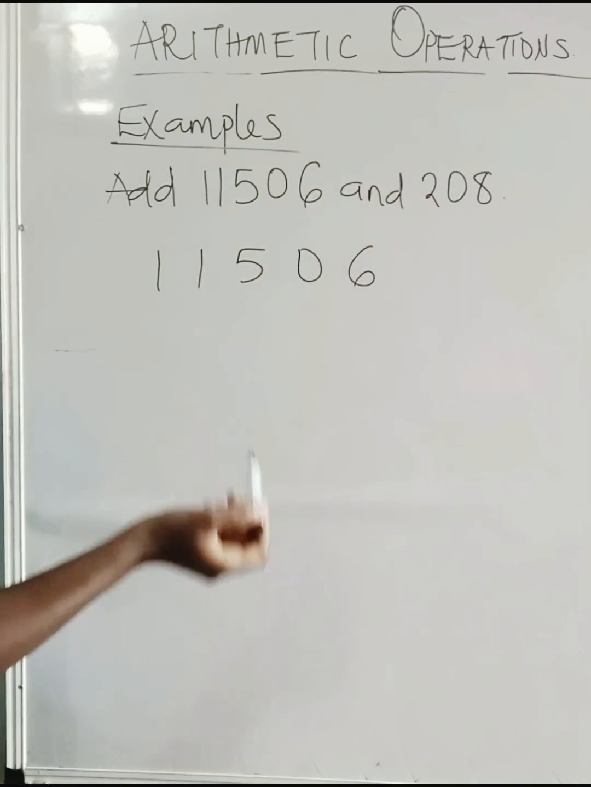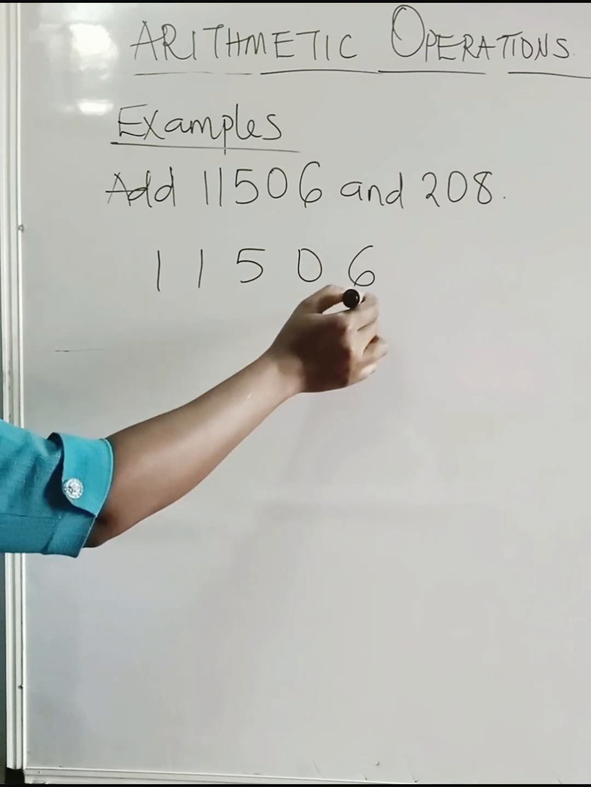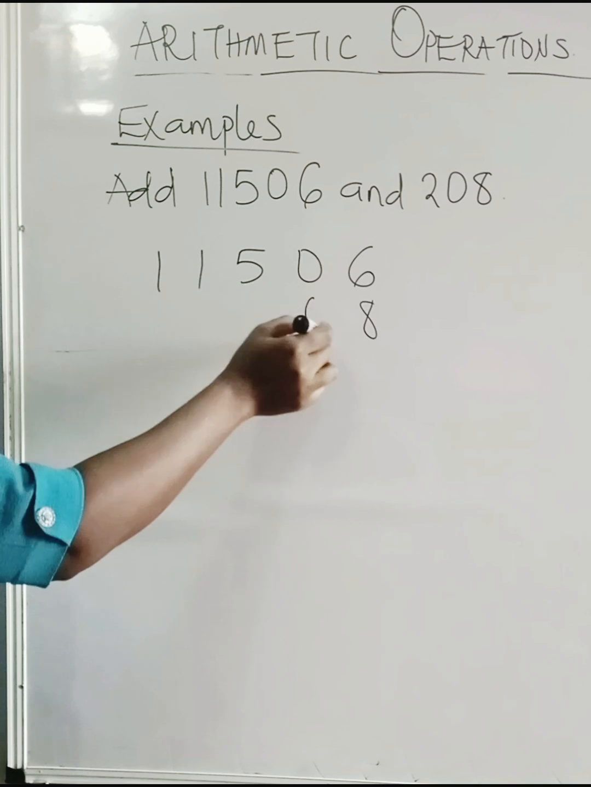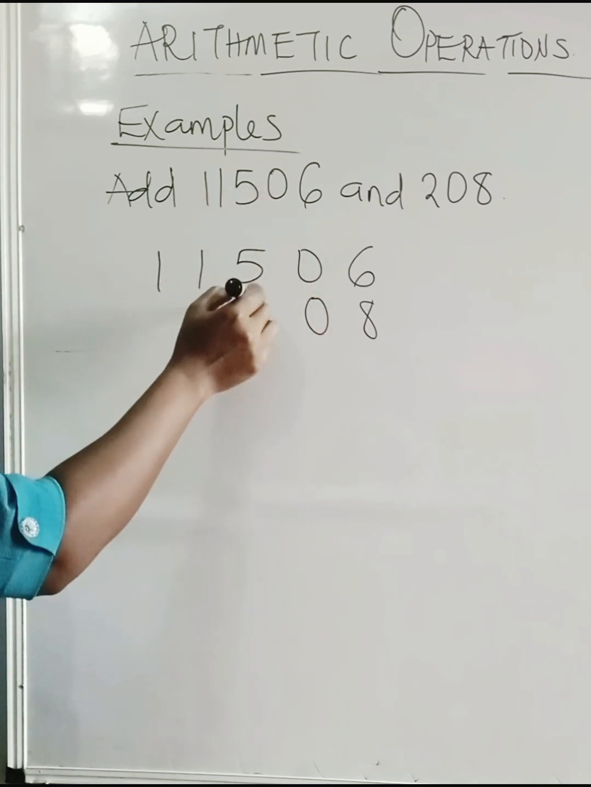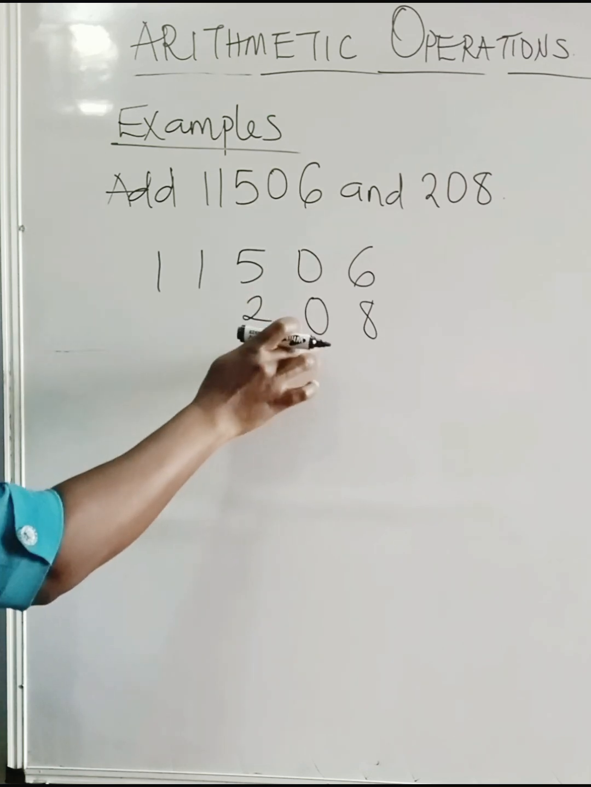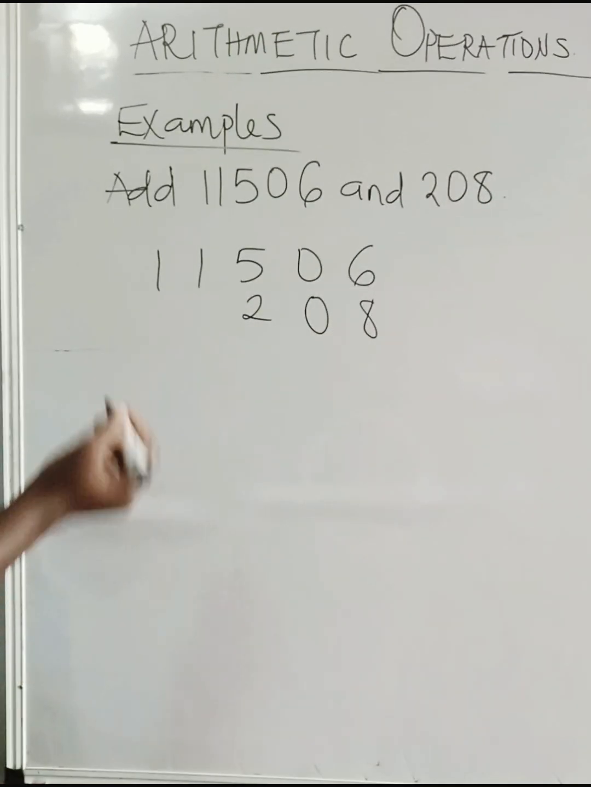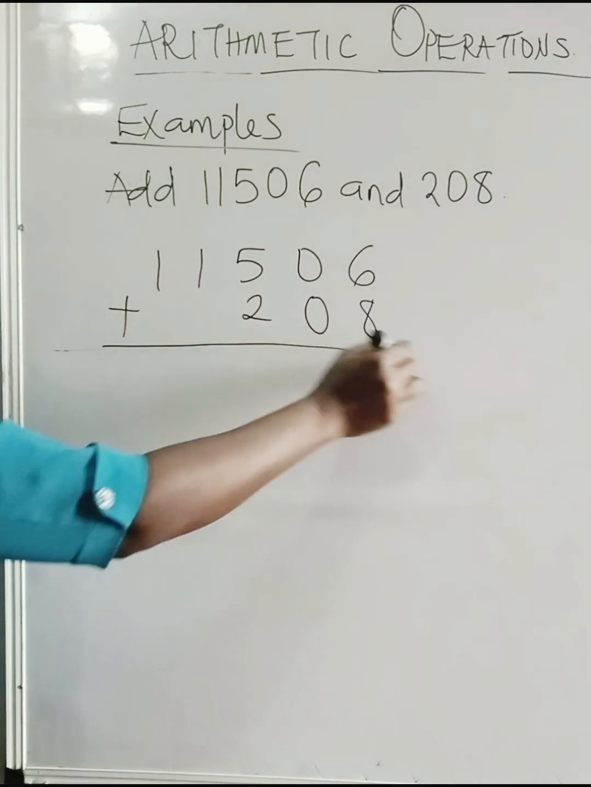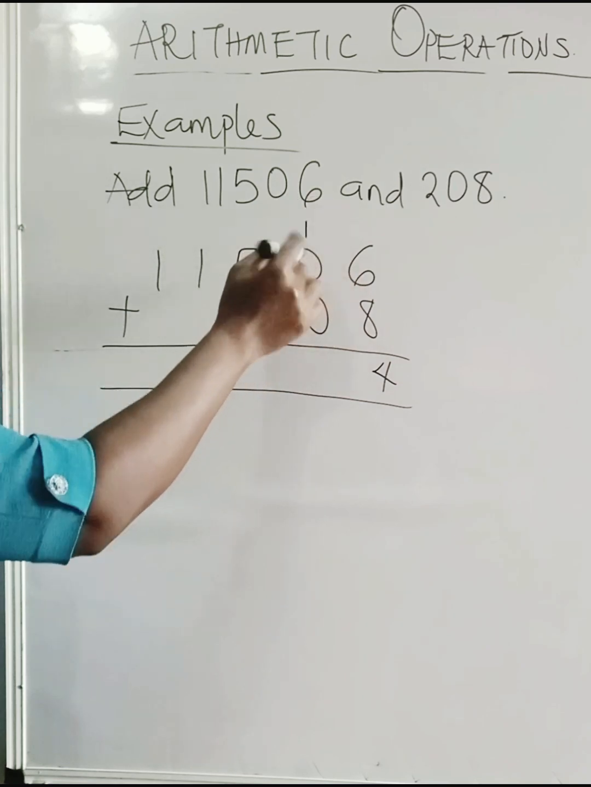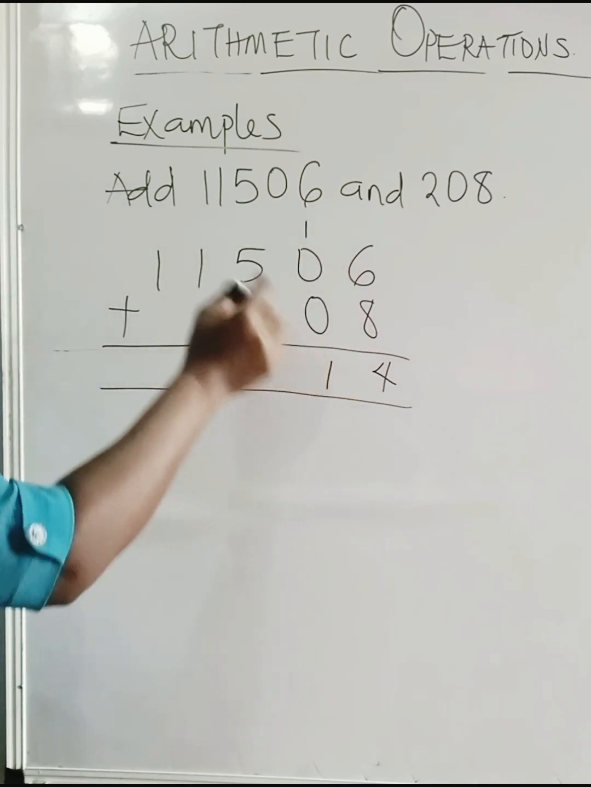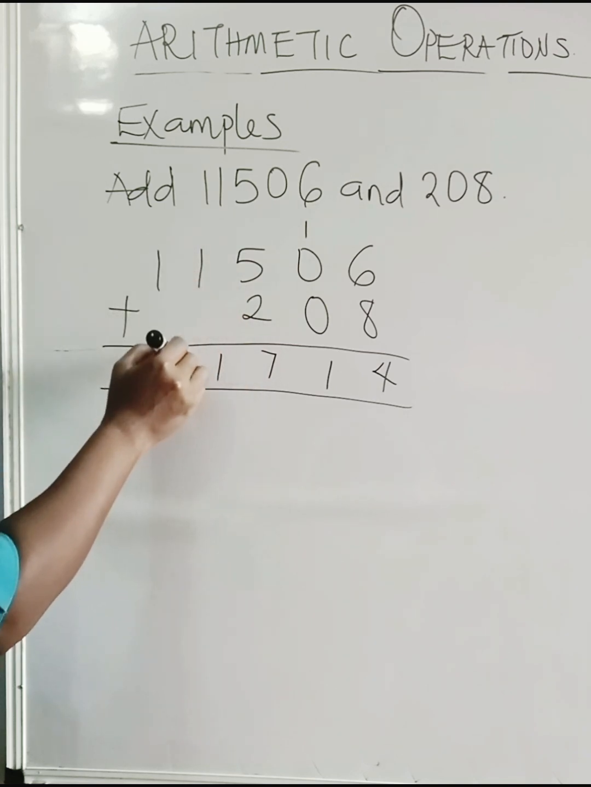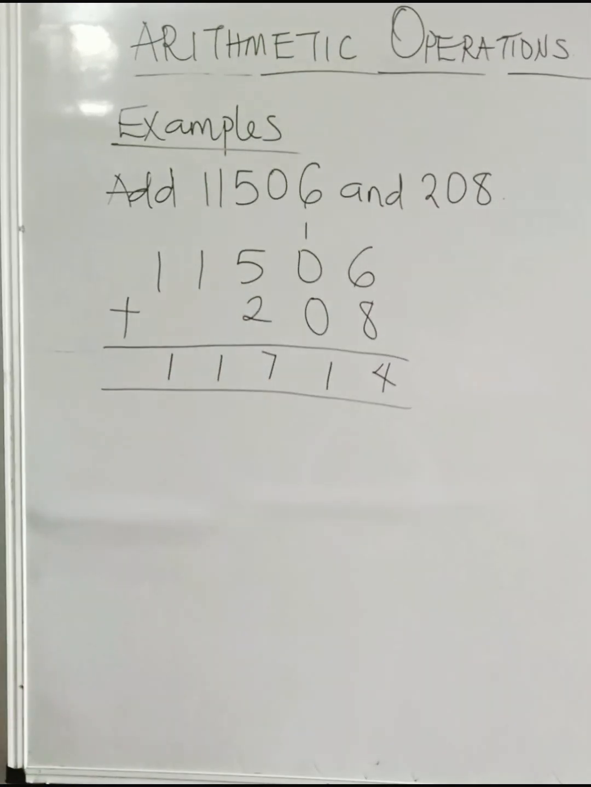8 is in what? The unit place, and 6 is in the unit place, so we put it under 6. Our 0 is in the tens place, so we put it here. And our 2 is in the hundred place, we put it here. 208, this one is in hundreds, tens, and units. That's how you arrange it, and it's very easy. You add up. 6 plus 8 will give us 14. We bring our 1 here. 1 plus 0 will give us 1. 5 plus 2 will give us 7. 1 plus 0 will give us 1. And 1 plus 0 will give us 1. And this is our answer.